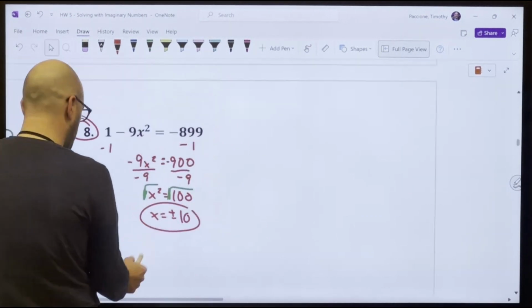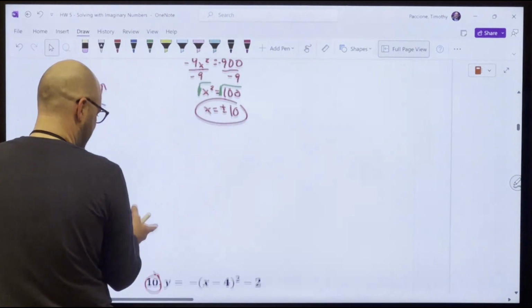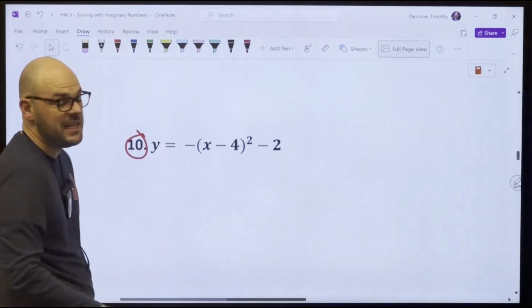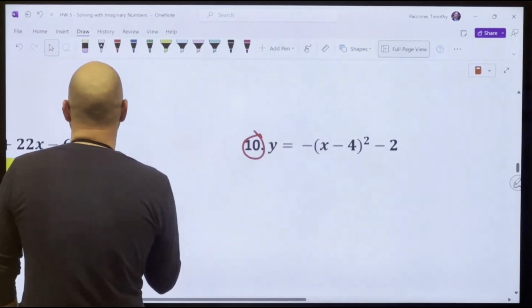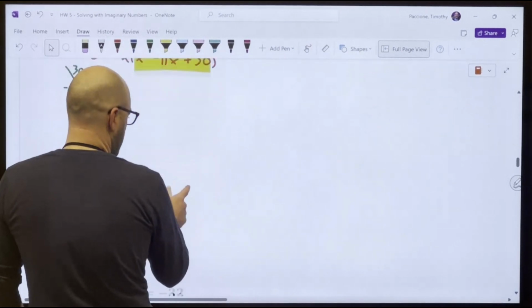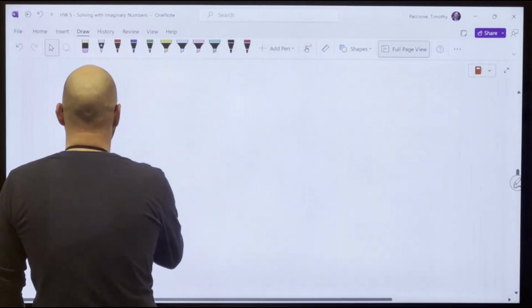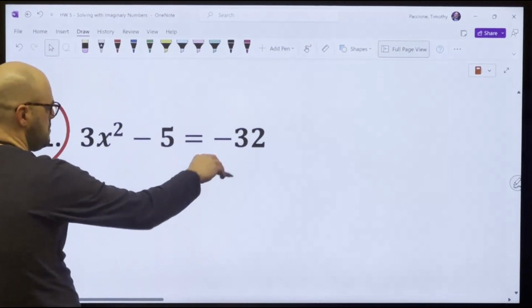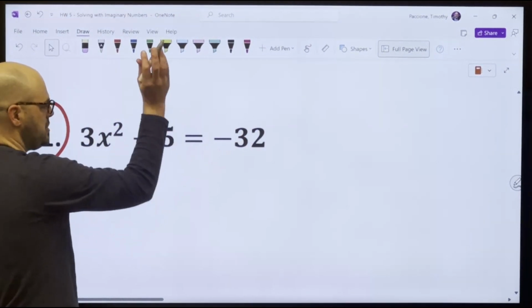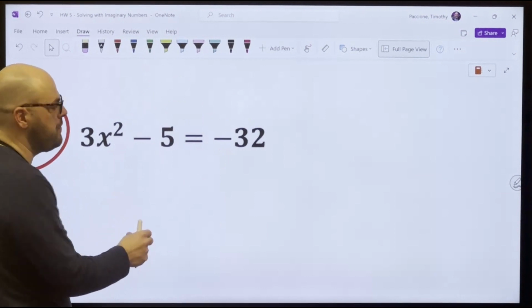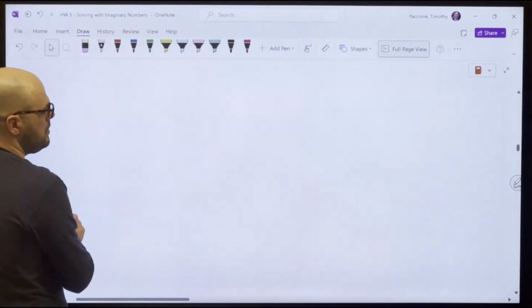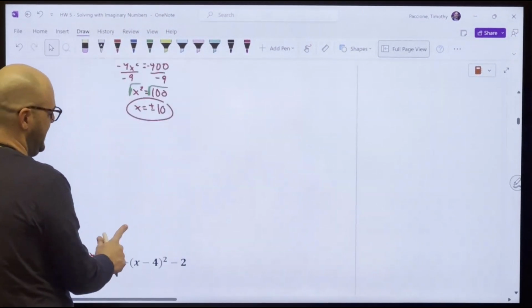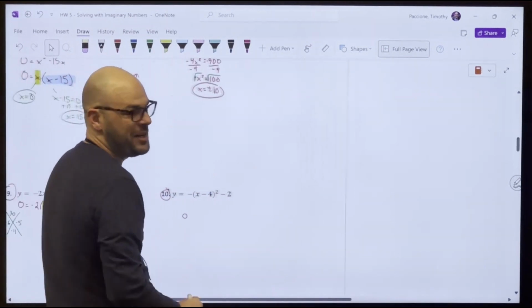Ready? Let's go to the lesson. Okay, number 10 is like number 2. So if you didn't do number 10, just go back to number 2. Number 11, you just needed to move over the 5 and square root, and then account for your imaginary numbers. And then I think we got to go to the lesson.